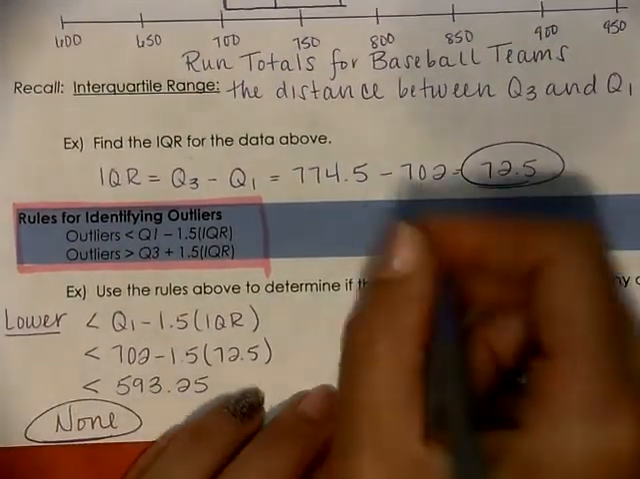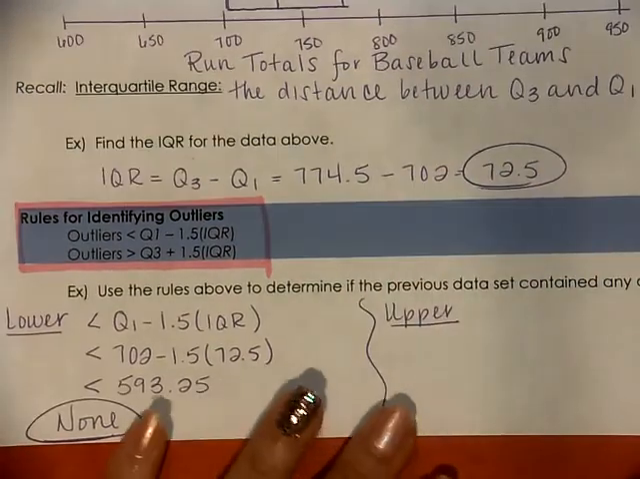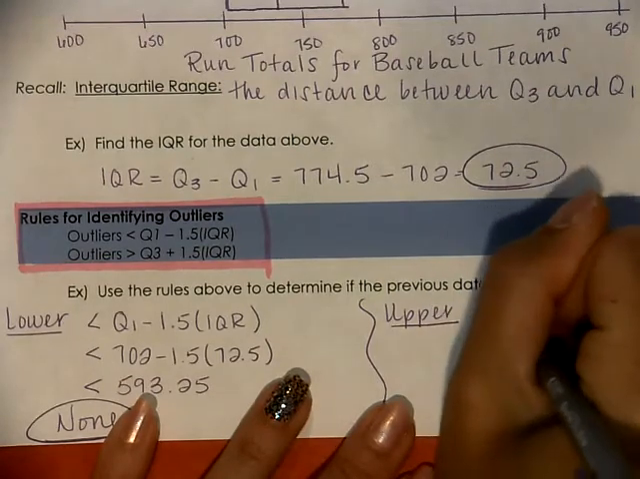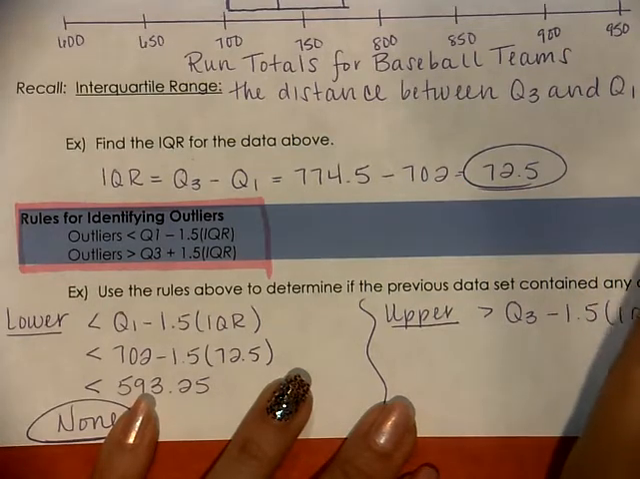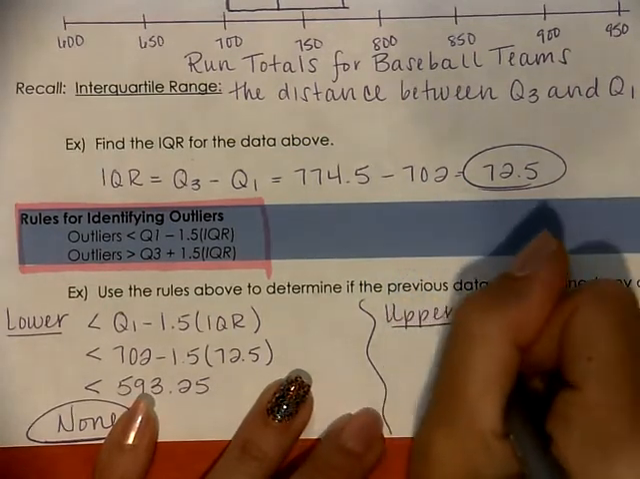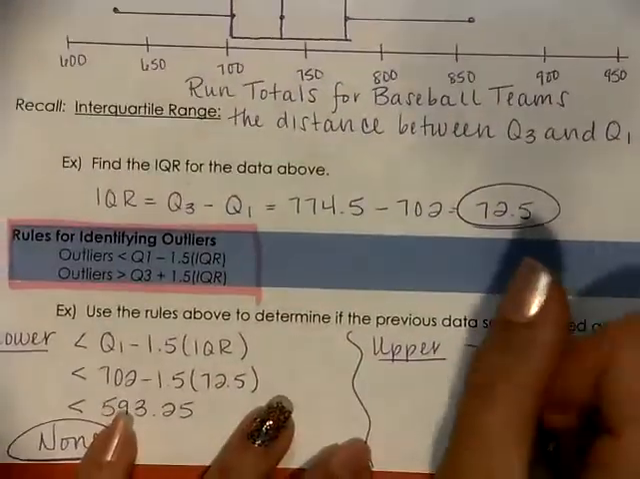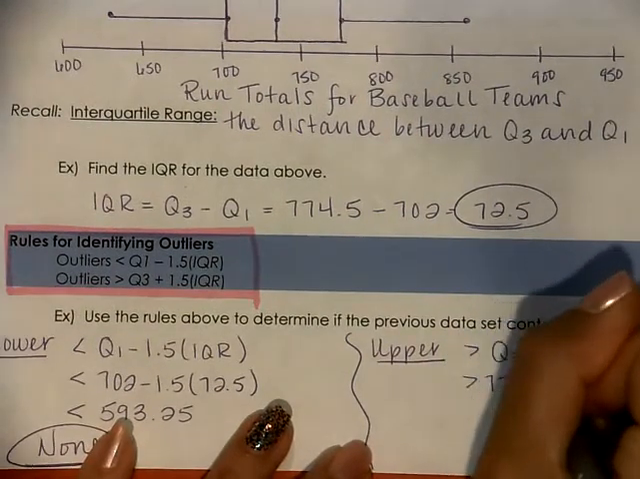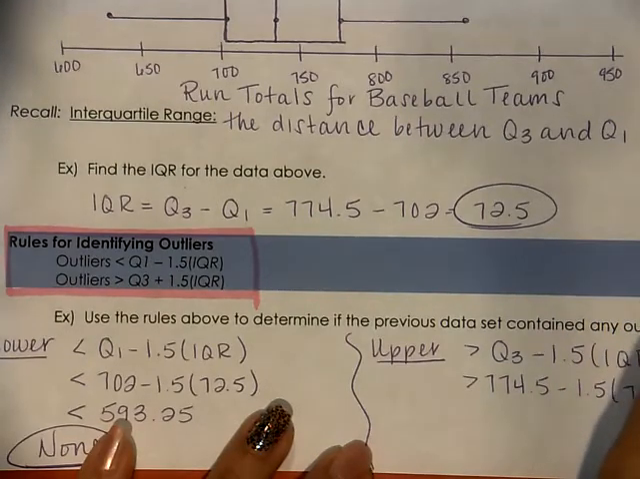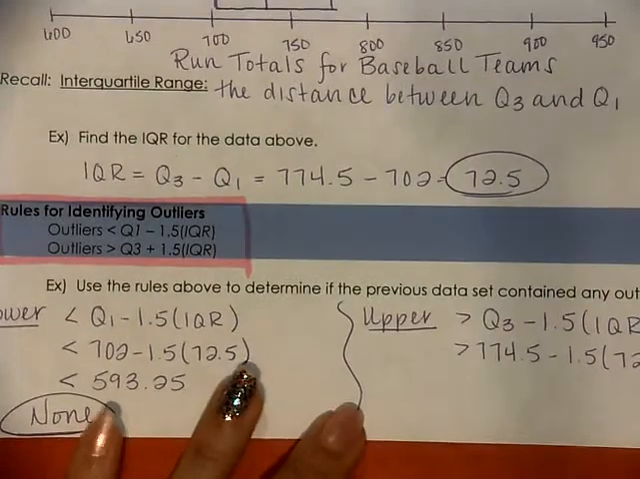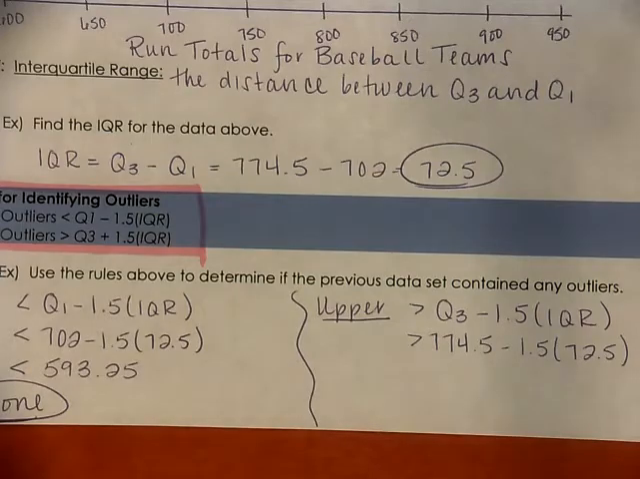Now let's look at the upper direction. In the upper direction, outliers would need to be greater than Q3 plus 1.5 times IQR. So they would need to be greater than, if I look above, my Q3 was 774.5 plus 1.5 times 72.5. Okay? So I'm going to type that in my calculator.